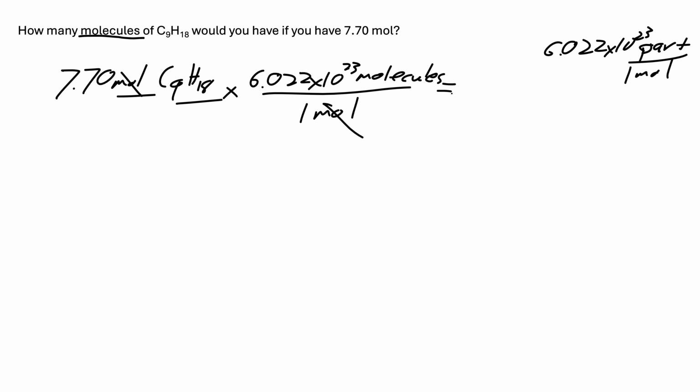That's 7.70 times 6.022 times 10 to the 23rd. And I got a value on my graphing calculator that is 4.63694, and it says E24. Now, many of you have been taught by your high school algebra teachers that E isn't acceptable and you need to change it into times 10 to the something. You would write this as times 10 to the 24.